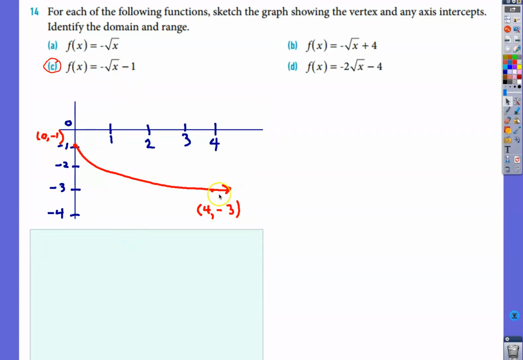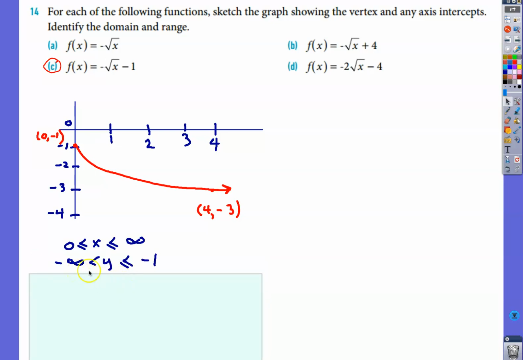Once again, I chose a point so I can actually draw the graph a bit more accurately. So I said when x equals 4, square root of 4 is 2, -2 minus 1 is -3. And the domain and range, well, the domain, x goes from 0 out to positive infinity. I wrote it this time using my preferred way of writing it, just using the less than and greater than signs. And the range, basically the biggest y I can get is -1, and it just gets smaller and smaller and smaller. So y goes from negative infinity up to -1, and that means including -1. And that's the answer to 14C. So you might want to try, for example, 14D on your own and check the answer.